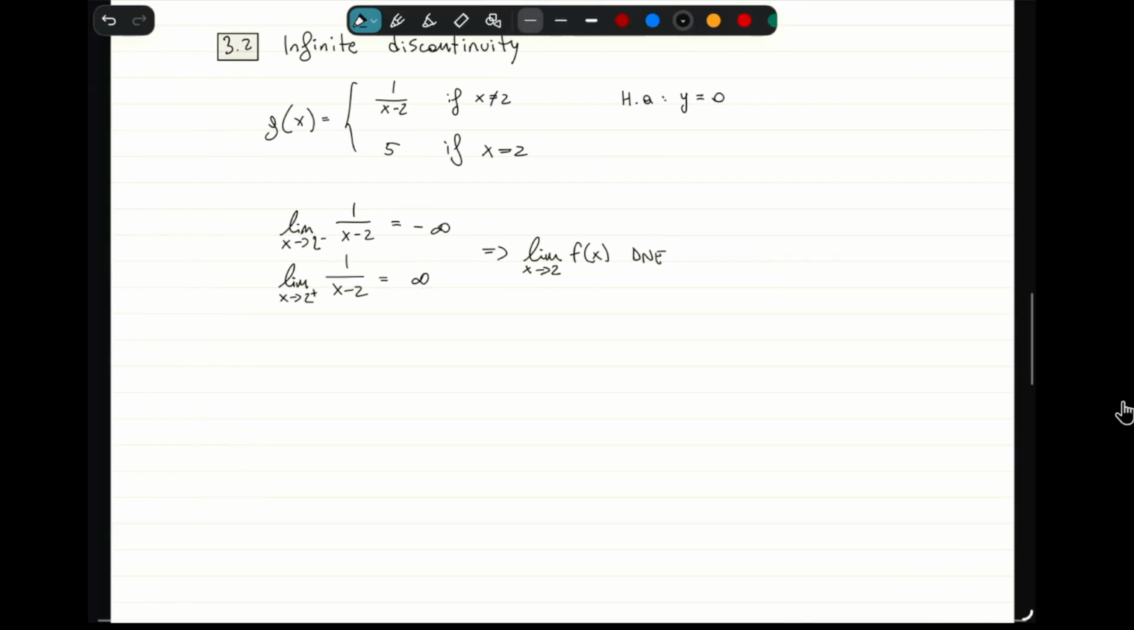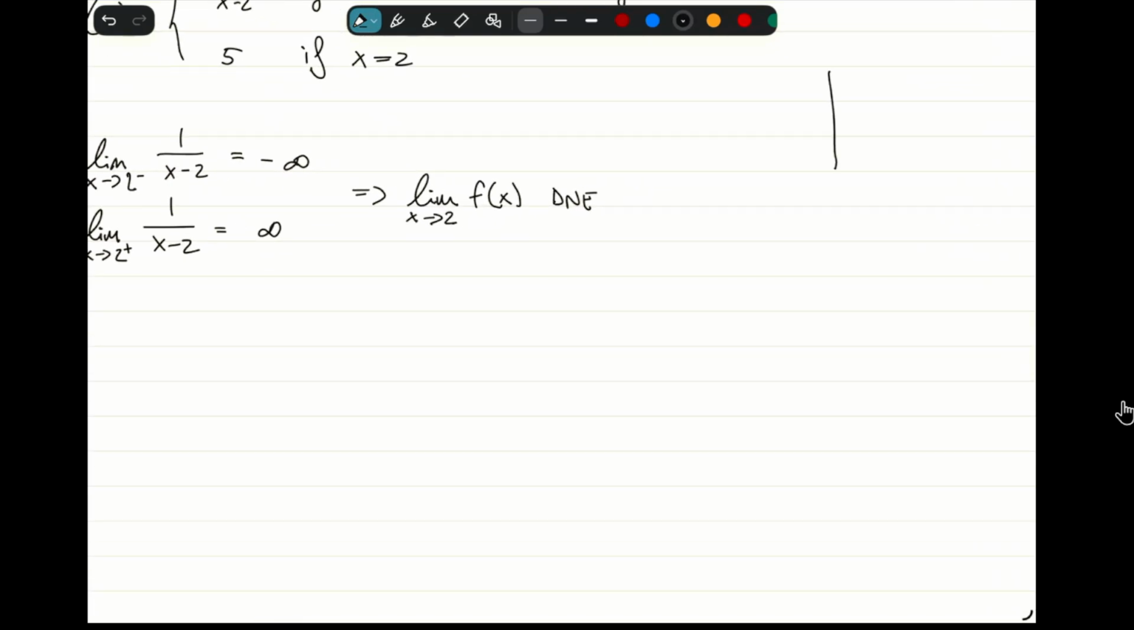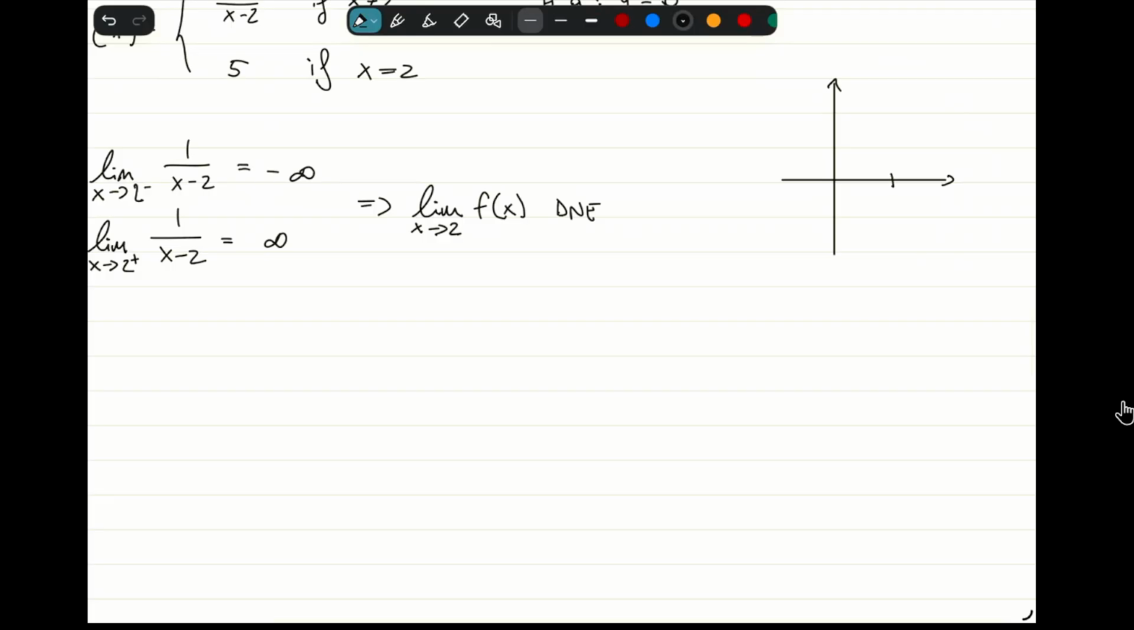So this, you could say, let me draw a graph for you so you can visualize it. Let me just make it a little longer here. See if I can get it straight. Okay, these are my axes. I'll have 2, and I'll have a vertical asymptote.